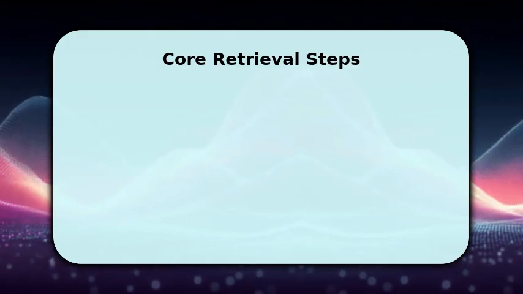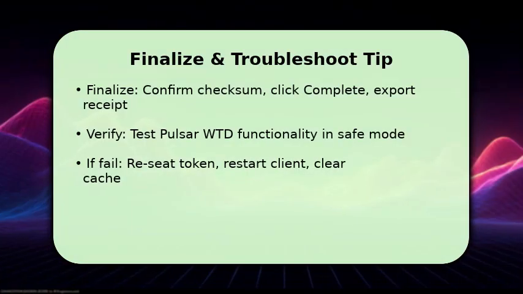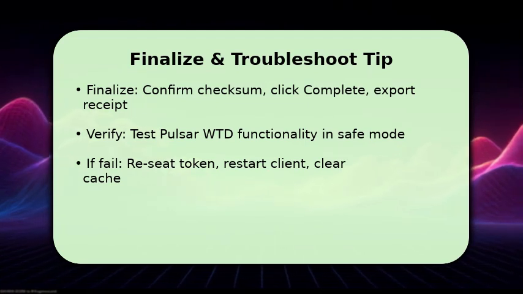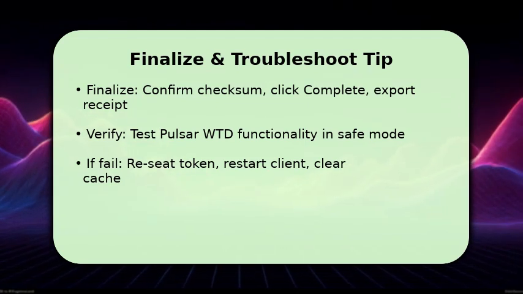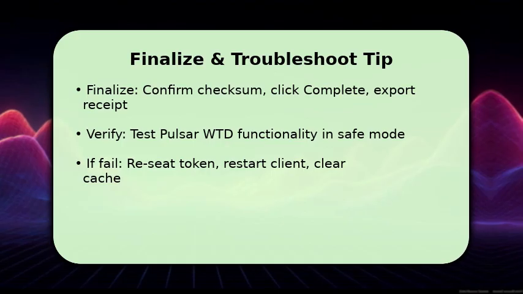You complete the procedure by confirming the checksum and selecting Complete, then export the receipt for your records so you have proof of success. Once done, verify functionality by testing Pulsar Wtd in safe mode. This isolates it from plugins.